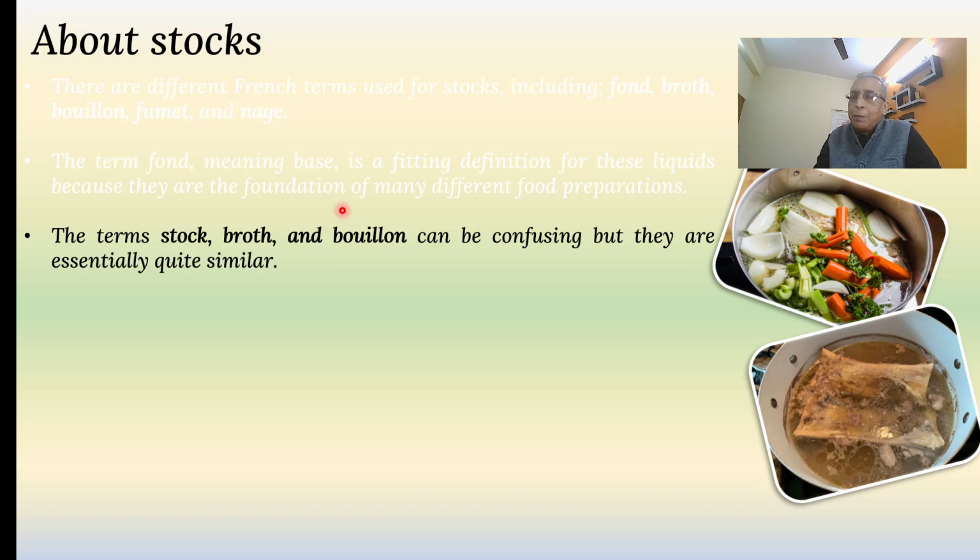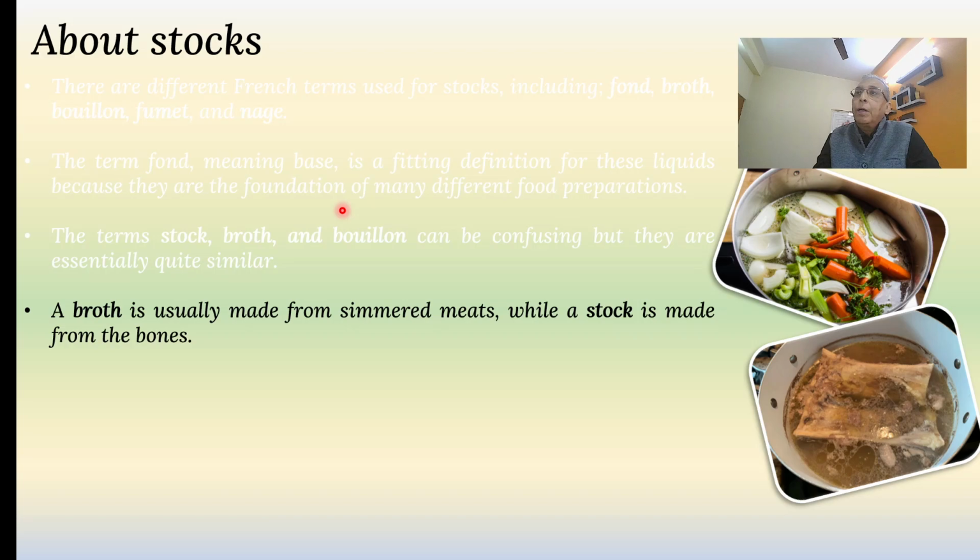There are a few confusing terms like stock, broth, and bouillon. Very confusing, but they are essentially quite similar. How can it be explained? Now, a broth is usually made from simmering the meat, while a stock is made from the bones. This is very important information for you all. Broth is made out of simmering meats, whereas stock is made out of simmering bones. So the idea is very clear in our mind.